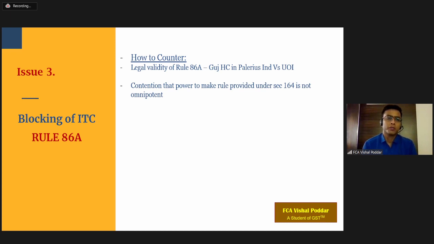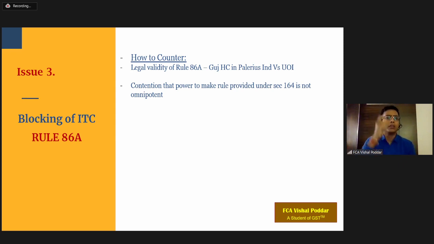Now, against this contention, there is a common stand taken by the department officers. It is that they are empowered by section 164. Section 164 of the CGST Act and the SGST Act empowers them to make rules. However, let us understand and appreciate this, dear members, that section 164, even though it gives power to make rules, is not all-encompassing. It means the section is not there to empower them to make rules on each and every aspect of the act. Because if that were the case, you would not require any other section empowering the government to make any rule. This one section would have covered all powers of the government. However, that is not the case.